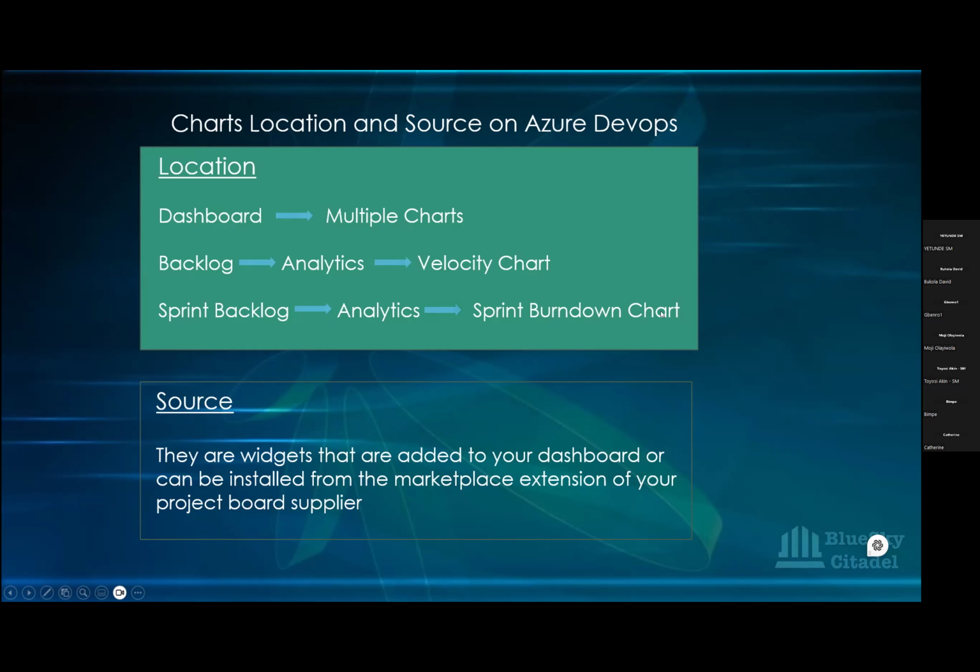We'll get to the workshop part of things. We'll be able to see that. And the source of your chart is through widgets that you can add to your dashboard, or you can install from the marketplace extension. When we were doing the Azure DevOps setup, I did show us all that from your project board supplier. Okay, they have their marketplace extension, and you can get your chart from there if it is not already by default on the project board that you've picked to use.